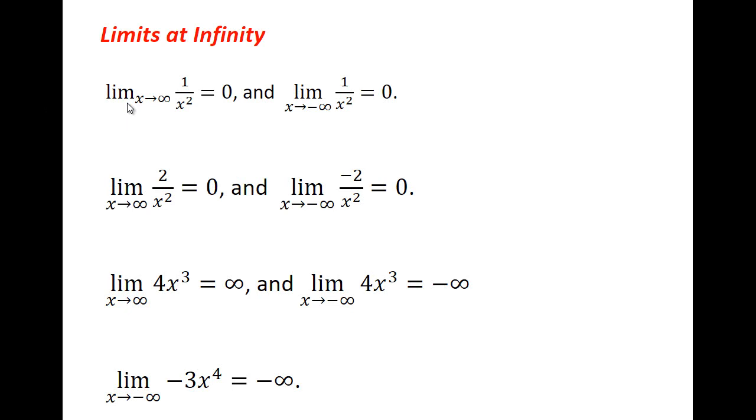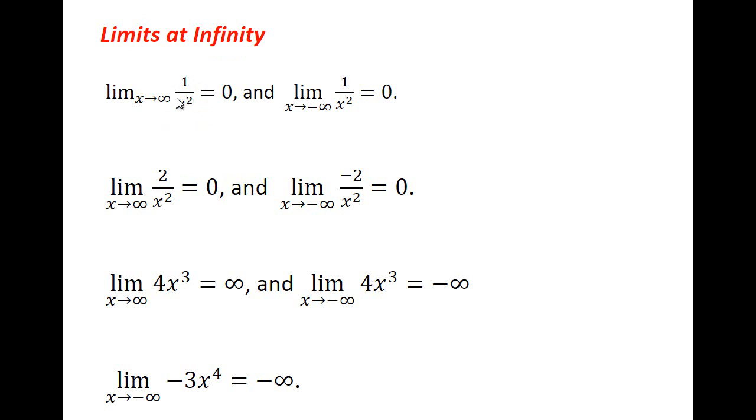So if I look at the limit as x goes to infinity of 1 over x squared, then that limit would be 0. So what do I mean by this limit? Well, we are asking, as x gets bigger and bigger in the positive direction, what is happening to this function? You can see that the numerator is 1, but the denominator is getting bigger and bigger, getting larger and larger. So this fraction gets smaller and smaller.